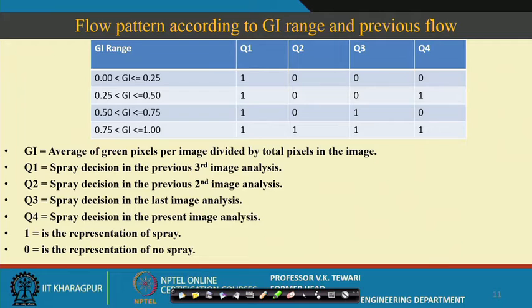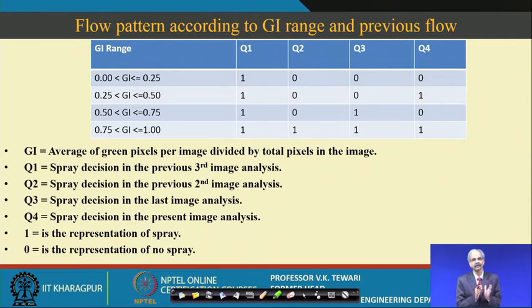Flow pattern according to GI range and previous flow. Actually, this is a system which has been created because several images are taken in the process of movement, since it is an online system. You need to understand this part: since it is an online system, we have to take several images, identify the images accordingly, and on the basis of that, the green index has to be understood and taken into consideration for the application. So, this is one flow pattern which has been given as a representative to you, and you can understand this.